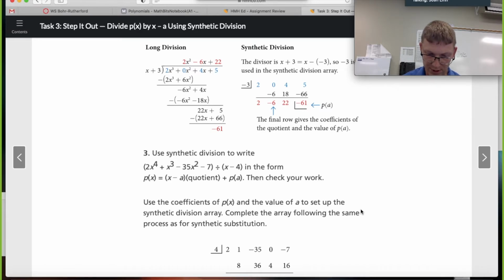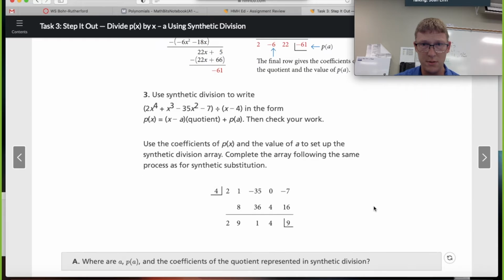So using the coefficients again, we first look at our divisor for this number right here. So which number is going to make that equal to 0? If I write out all the steps, x is going to equal 4. So that's what we put there. So then we're going to go through our coefficients. This is already written in standard form, and we're just going to go down the line. So that's 2, 1, negative 35. There is no x to the first, so we're going to put a 0 there, and then a minus 7.